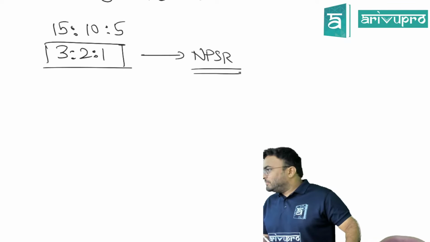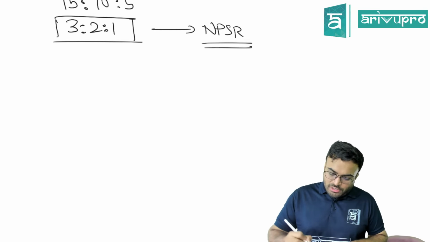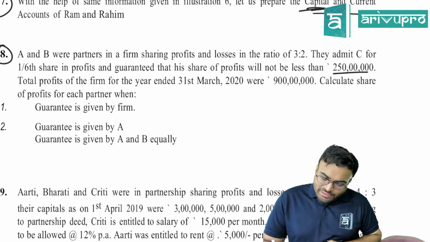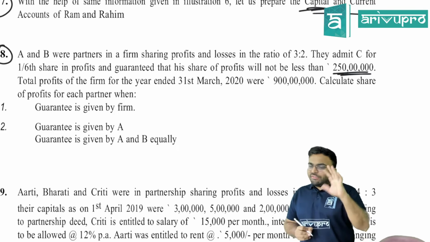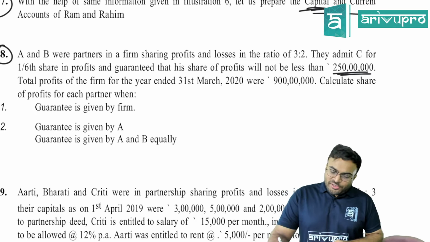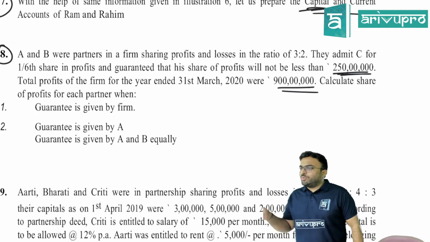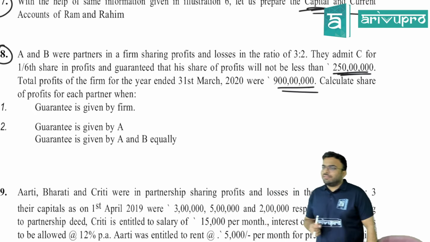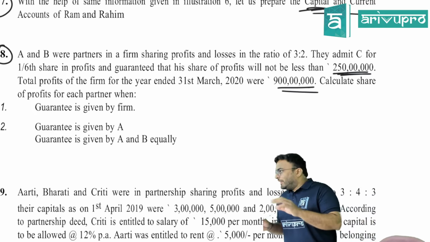Let's go further. I hope you wrote this. Now actually we go into this question. What did they tell? We have guaranteed that 250 lakhs is going to be given to a partner. Which partner? C, the new partner. How much profit did we earn? 900. Now, what is the profit sharing ratio? 3:2:1. Take your calculator, just do 900 into 1/6. How much is it? Can you see we do not have enough profit to distribute?